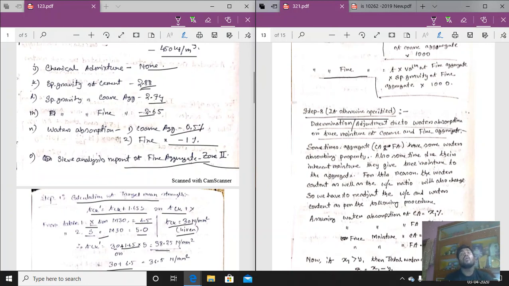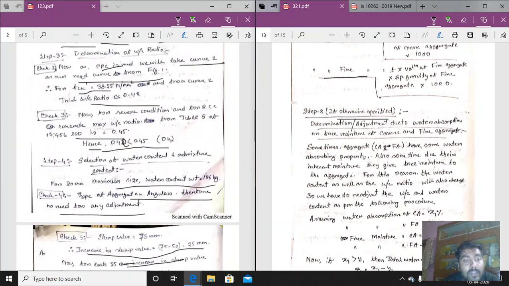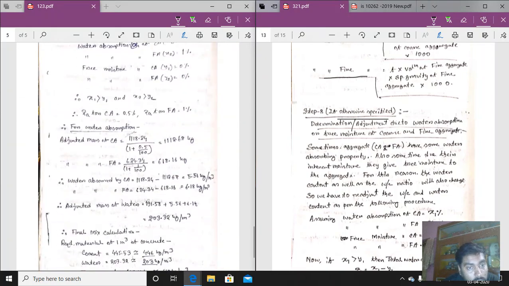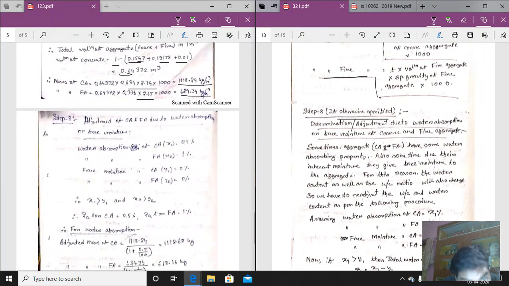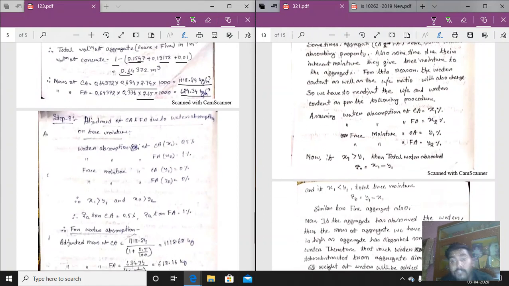There is no free moisture given for the coarse or fine aggregate, so we have to apply the adjustment here. The water absorption of the coarse aggregate is x1, the water absorption of the fine aggregate is x2, and the free moisture of the coarse aggregate is y1 and of the fine aggregate is y2. Here only the water absorption is given, so x1 is greater than y1 and x2 is greater than y2.